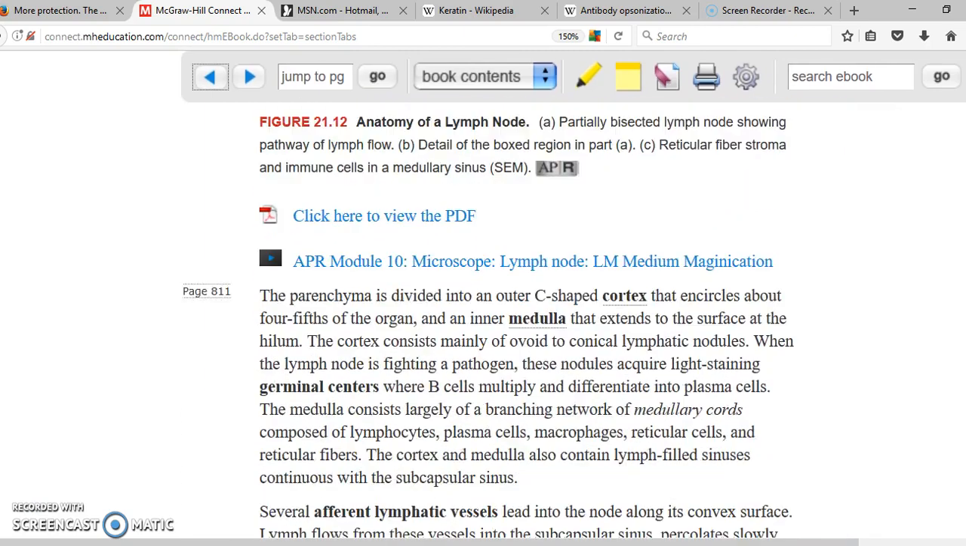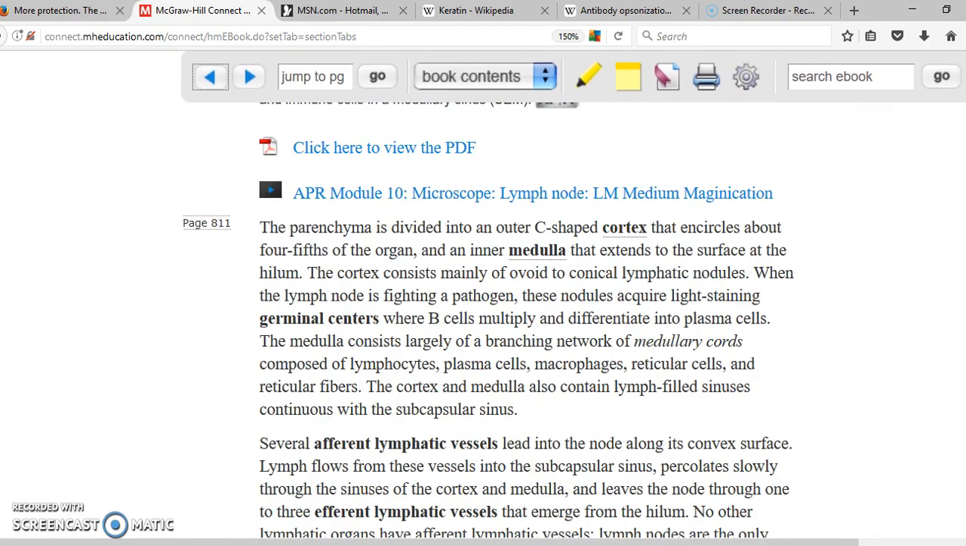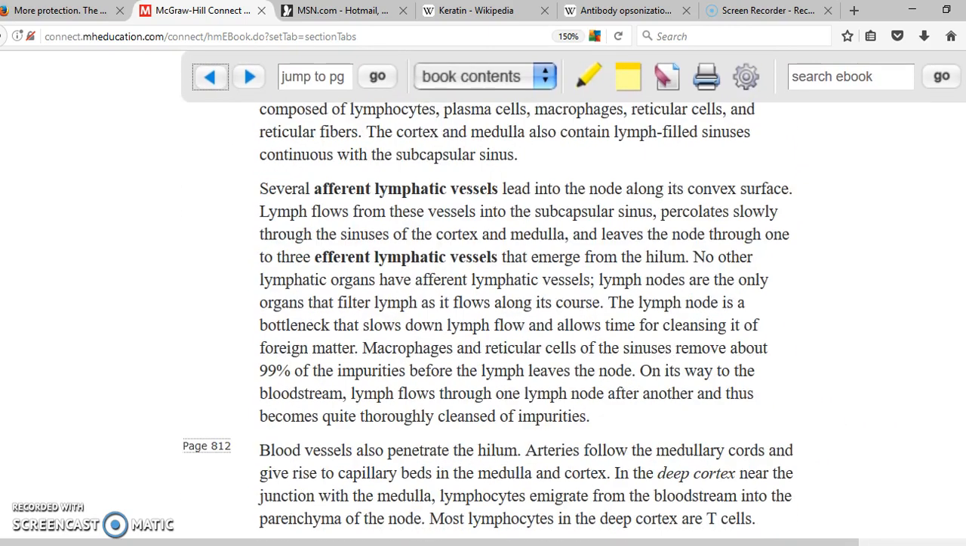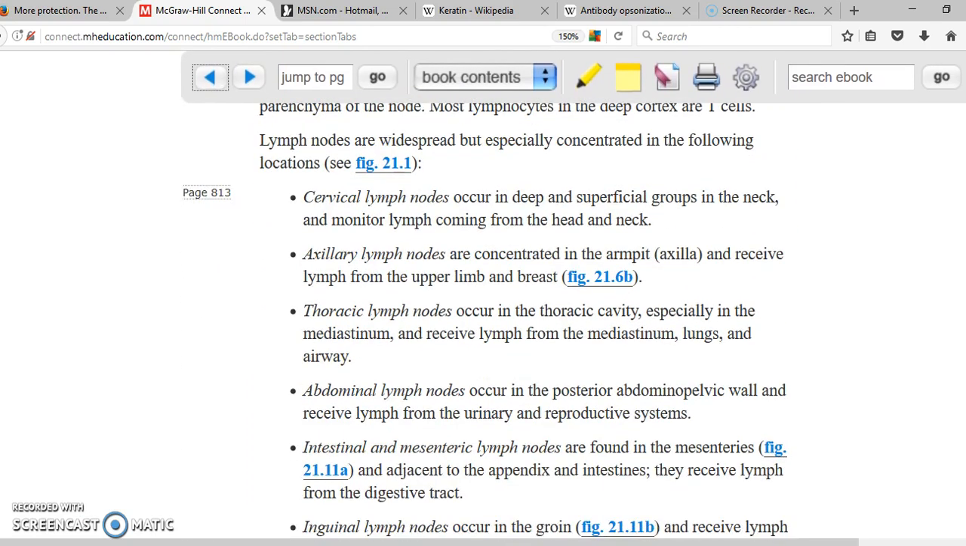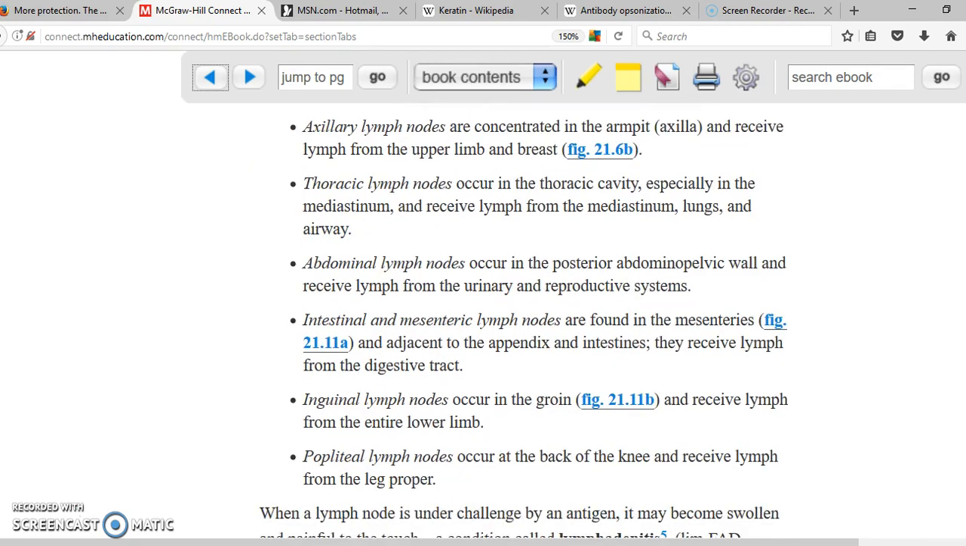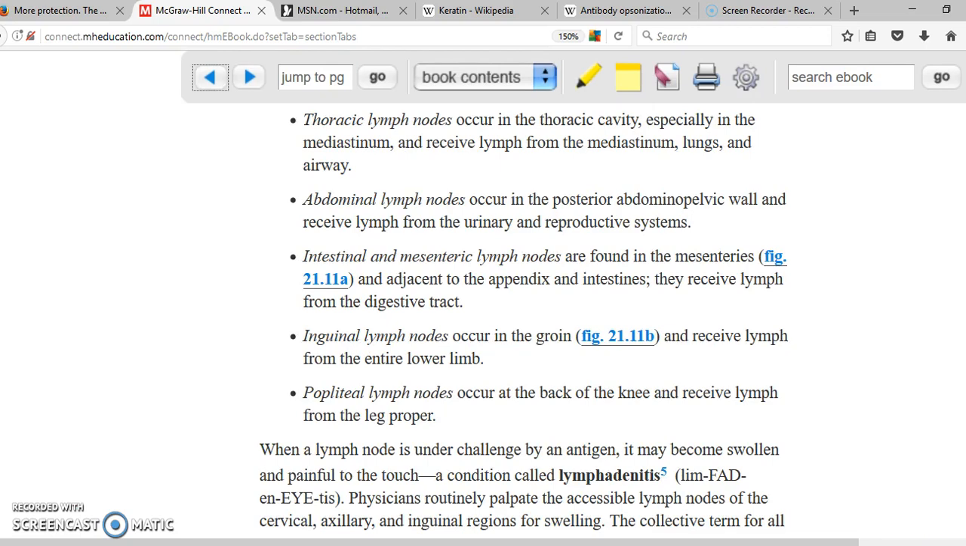If we keep scrolling down, we can see here again that it shows a cortex, right here, cortex, medulla, germinal centers, very important. Afferent lymphatic vessels, efferent lymphatic vessels, as I mentioned. Okay, we keep scrolling down. Then you can see here the location of most of the lymph nodes. We have most of the time in the cervical area, axillary, thoracic, abdominal, in the intestinal area, inguinal area, very important. And the lymph nodes are going to become inflamed, obviously, when there are signs of infections, for example.